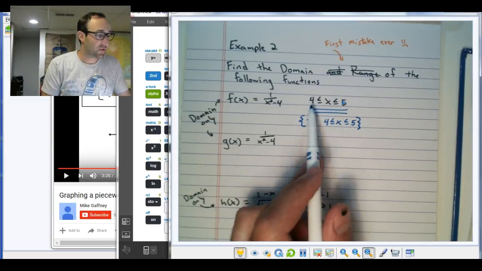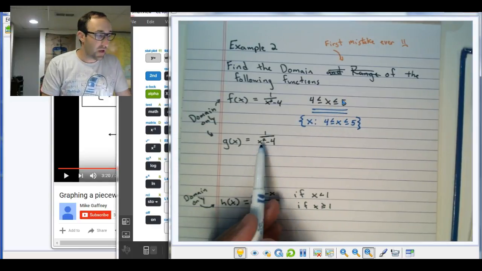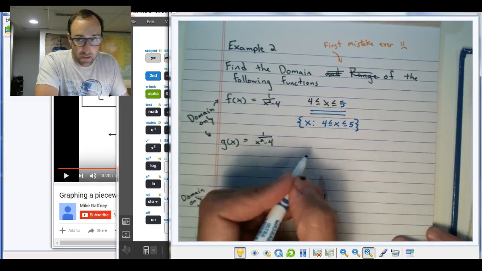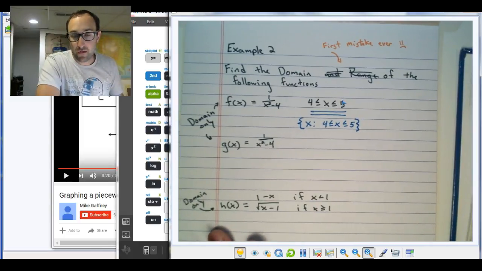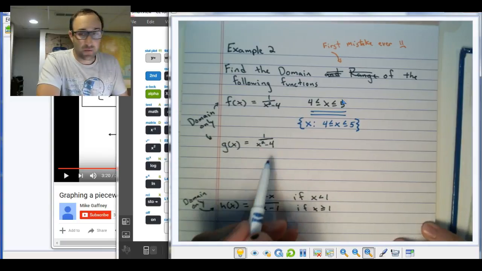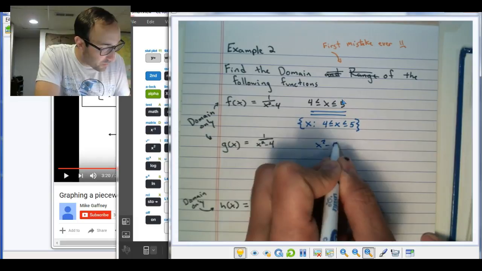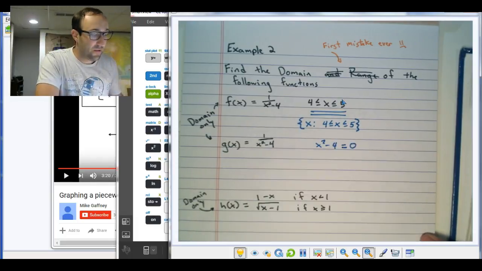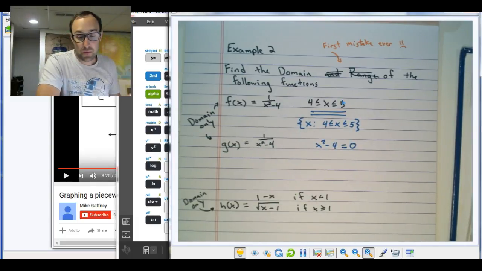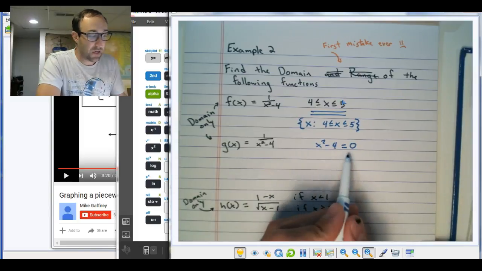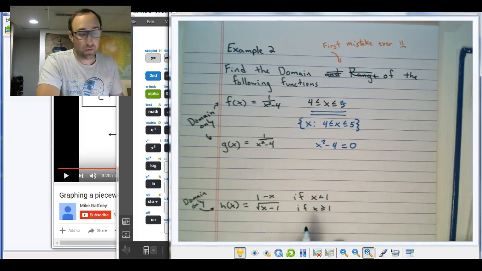Alright, so now let's do it. What happens if we don't have this restriction? What happens if it's just 1 over x squared minus 4? Well, remember that domain is as long as the whole thing doesn't fall apart, a divide by 0 error, for those of you using your calculator, that's what we're really trying to avoid. So, is there a time when x squared minus 4 is going to equal 0? And if there is, that's when we're going to say that we can't have x equal that thing because it's going to divide by 0, and then we'll have a problem.